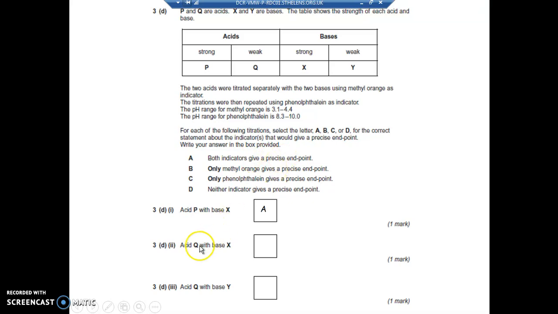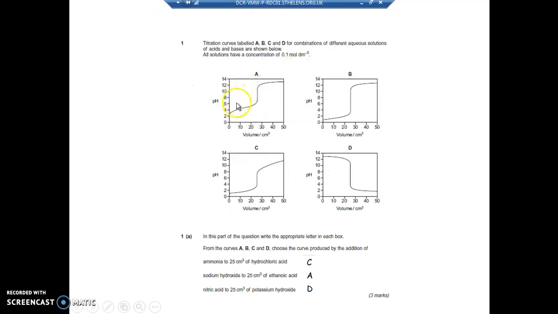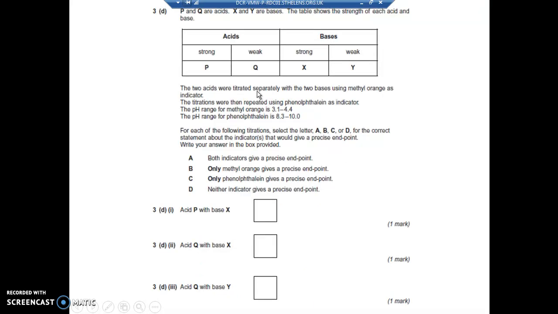A. Q with base X. So Q is a weak acid with a strong base. So it's this shape curve, a weak acid with a strong base, and therefore your equivalence point where it's going up quickly is somewhere between about pH 7 up to about pH 11, something like that. So somewhere between pH 7 and pH 11. This one fits in between pH 7 and pH 11. The answer is phenolphthalein. Only phenolphthalein gives a precise endpoint. So your answer here is C.